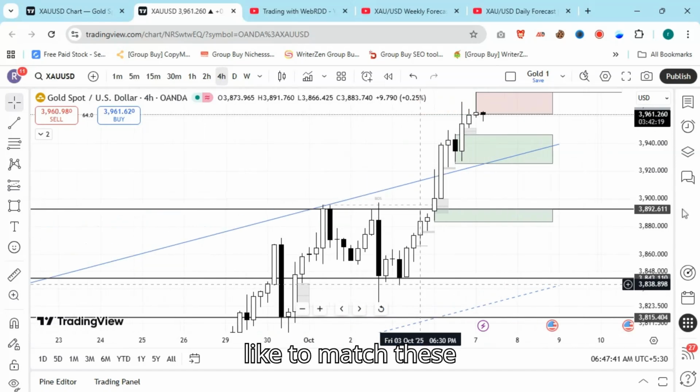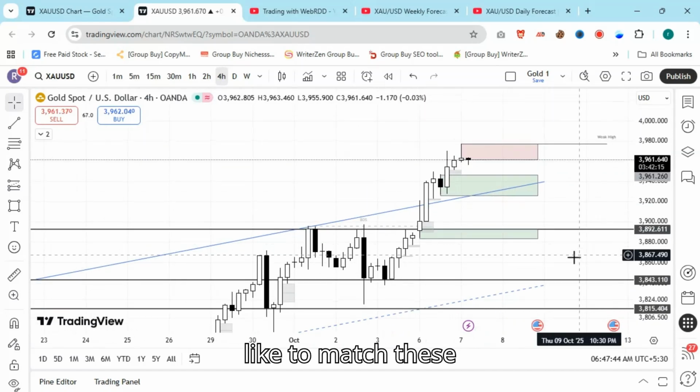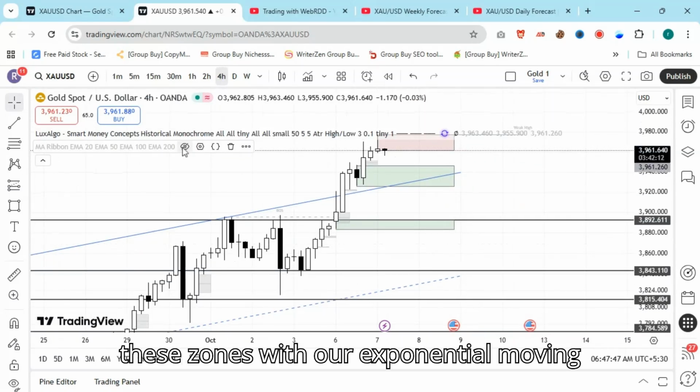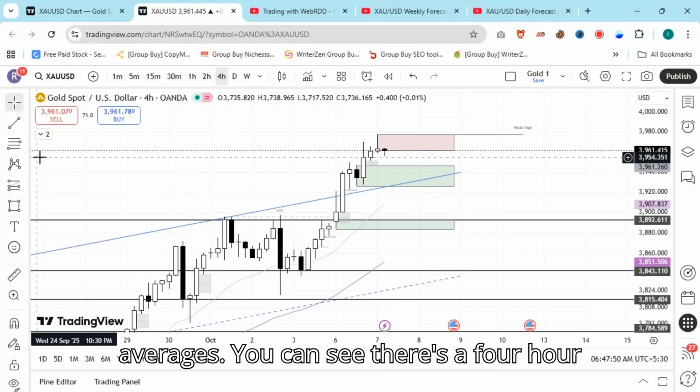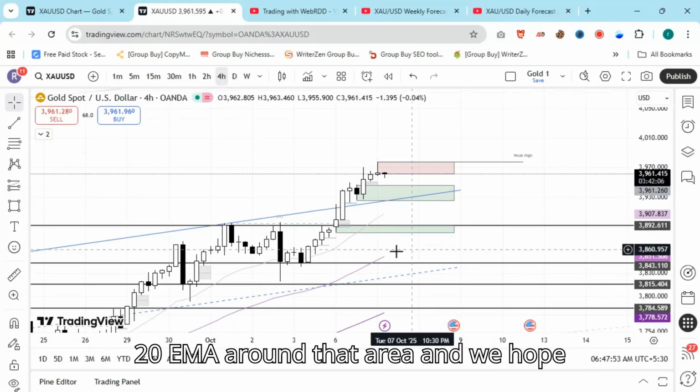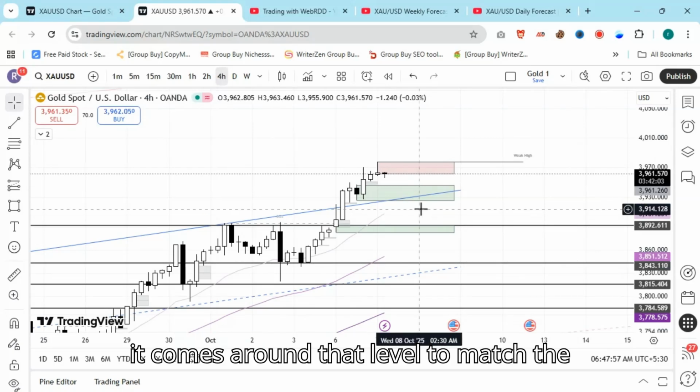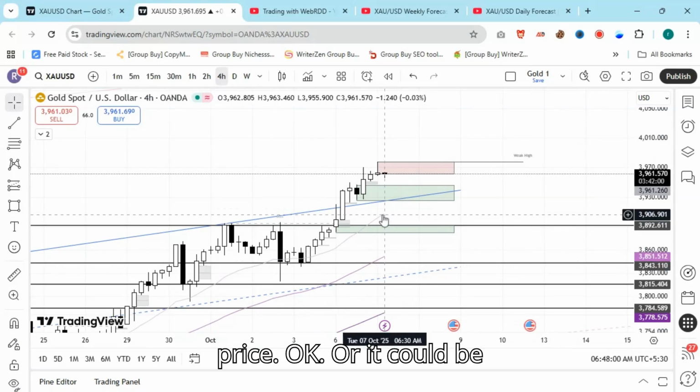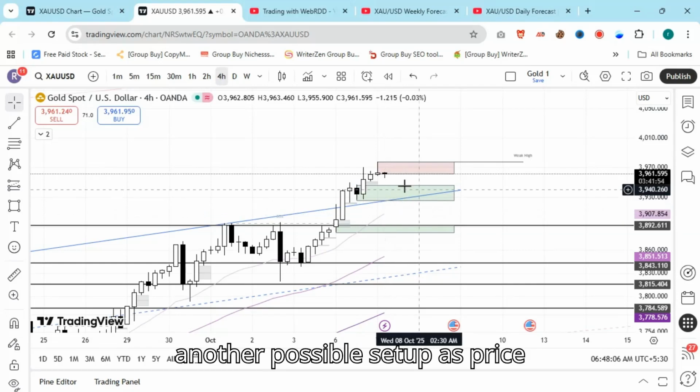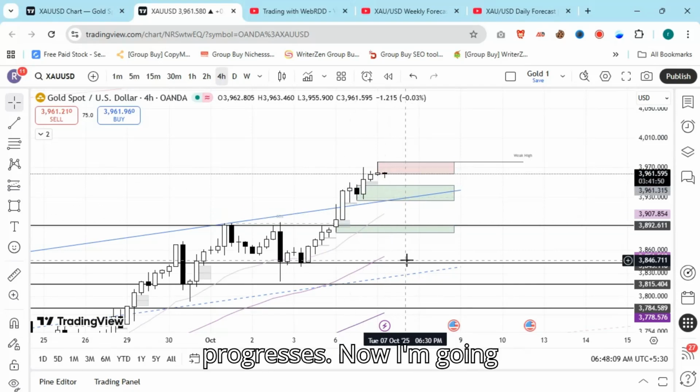I would also like to match these zones with our exponential moving averages. You can see there's a 4-hour 20 EMA around that area, and we hope it comes around that level to match the price. Okay. Or it could be another possible setup as price progresses.